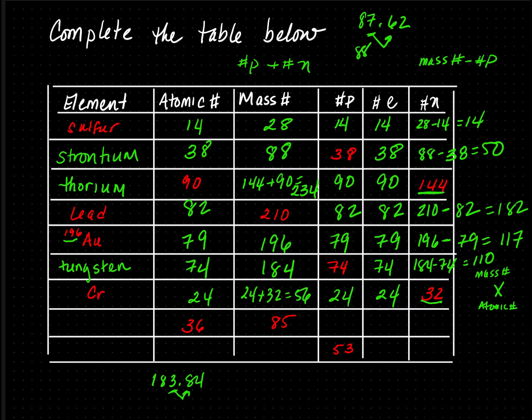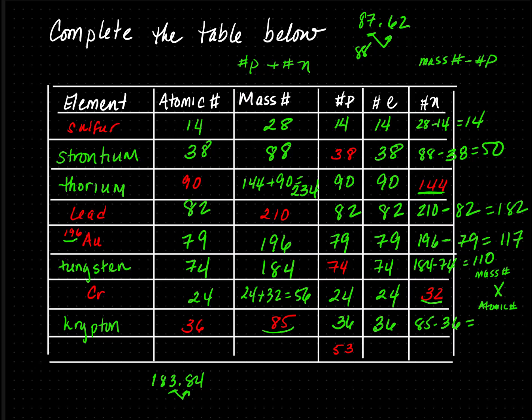This is krypton. It gives us a number of protons, which is 36. Since this is a neutral atom, our number of electrons is also 36. Our number of neutrons is the mass number minus the number of protons. Since the mass number is given as 85, it's going to be 85 minus 36, which equals 49.